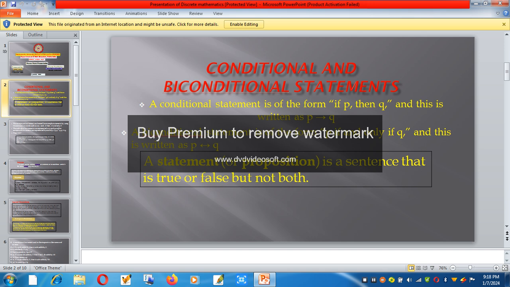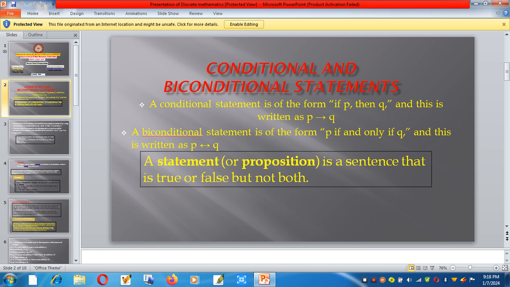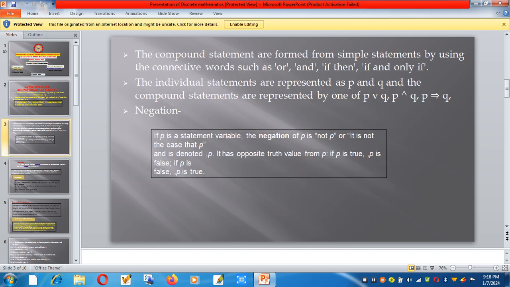And next we have a statement or proposition is a sentence that is true or false, but not both. A compound statement is formed from simple statements by using connective words such as or, and, if, then, if and only if, and so on. The individual statements are represented as P and Q, and the compound statements are represented by P or Q, P and Q, P implies Q.